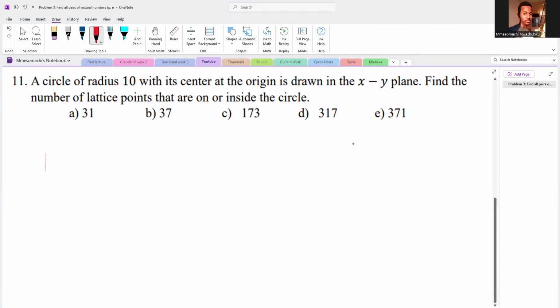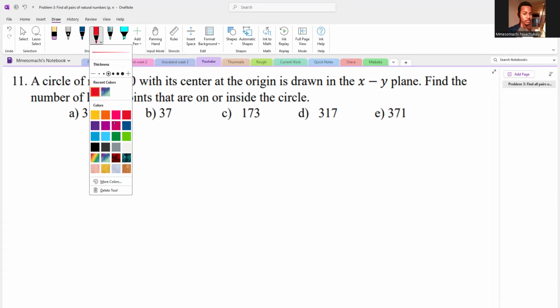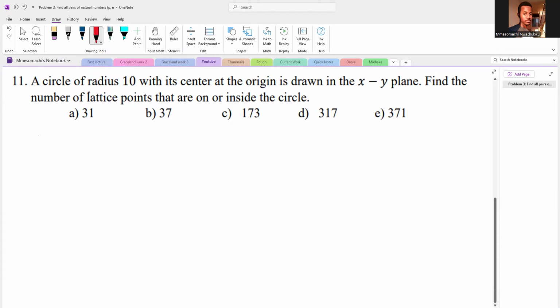One way we can interpret this is, a lattice point is a point with integer coordinates. So we want to find the number of integer solutions. This is the equation of a circle, so we have x squared plus y squared centered at the origin. We want to find the number of integer solutions to this. So the radius is 10. This is one way we can interpret the question, the number of integer solutions of this inequality.